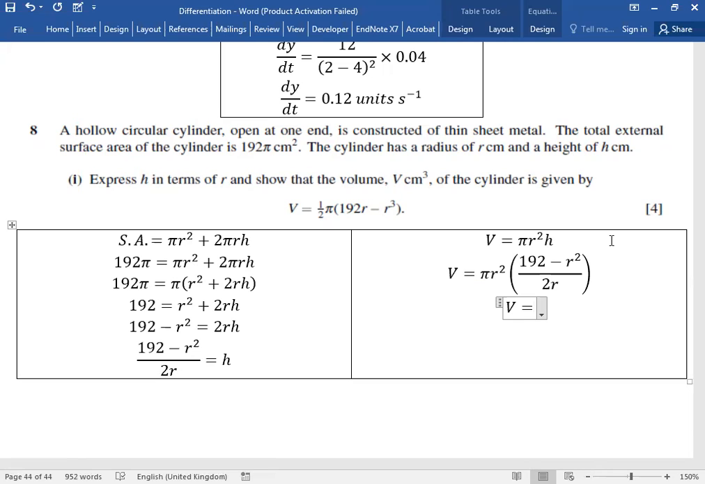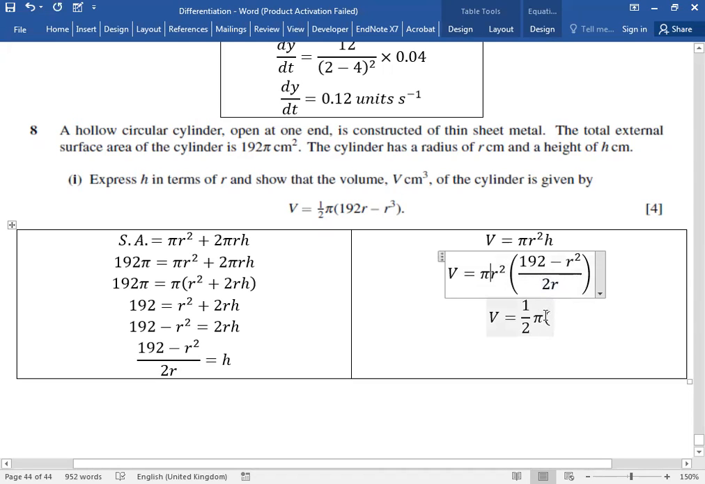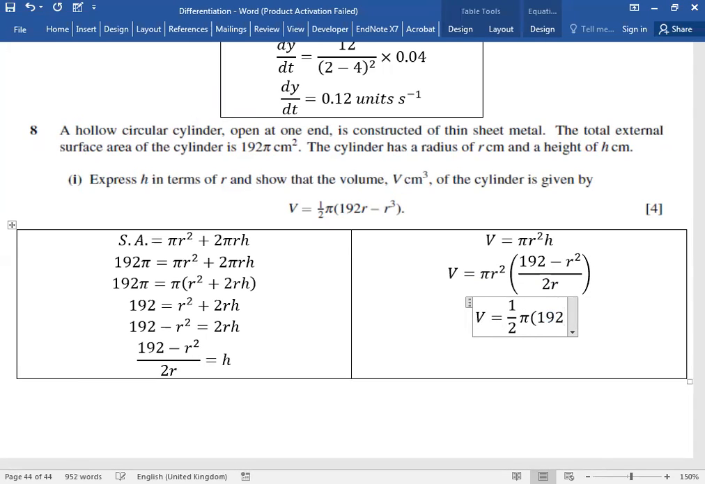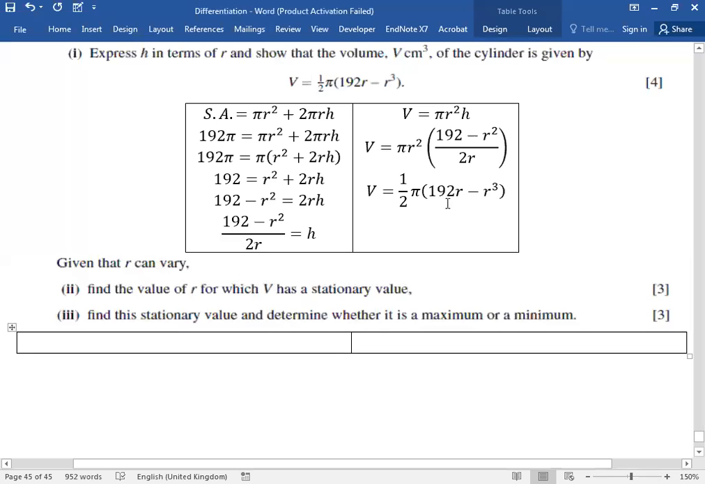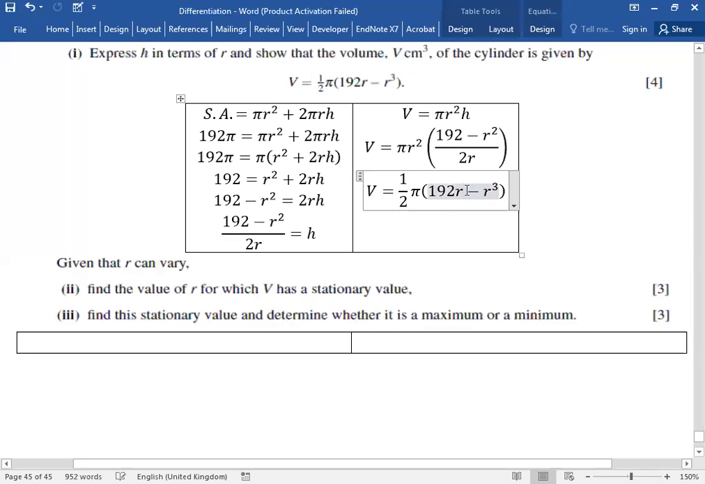Wrong. अभी जो है आर स्क्वायर तो हाफ पाई बाहर लिख देते हैं एंड एक r बचेगा. वन ऑफ दीज आर कैंसल्ड विद दिस r और उस r को अंदर मल्टीप्लाई कर देते हैं because the question wants us this way 192r minus r cube. R can vary. So now they are telling us that R is a variable. Find the value of R for which V has a stationary value.